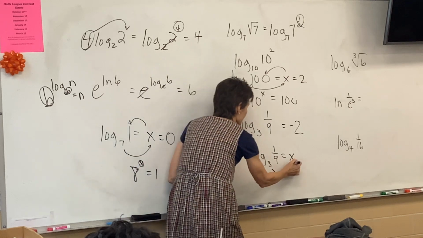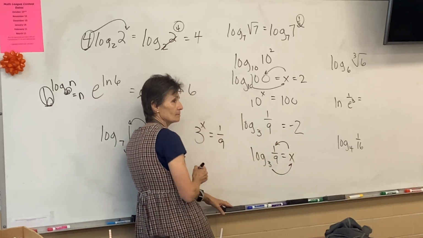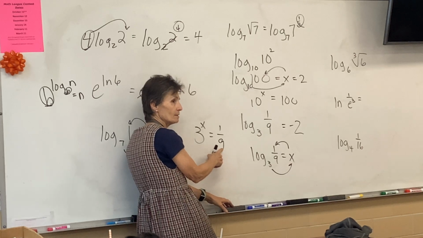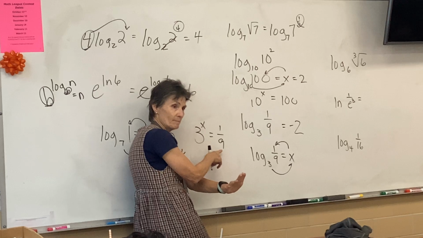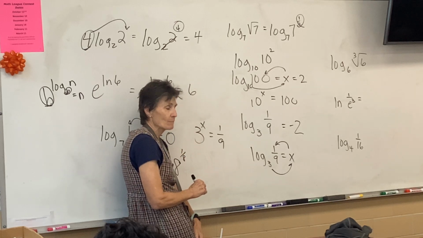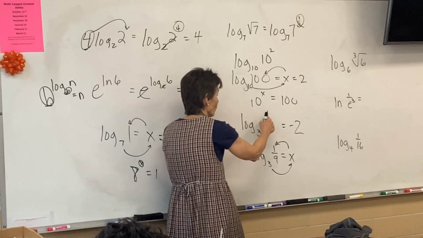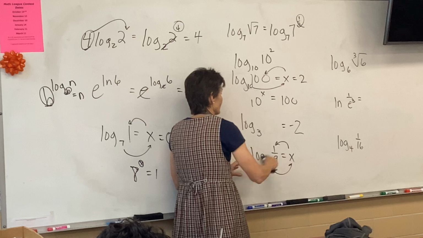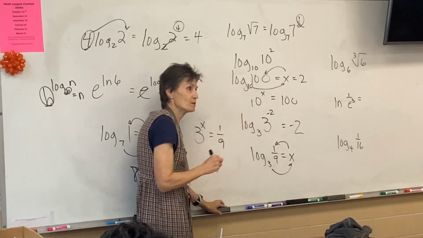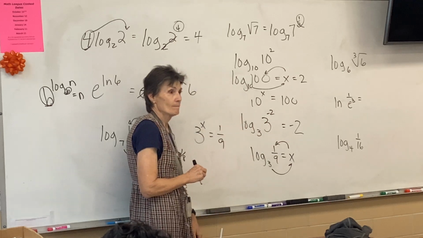So 3 to the x equals 1/9. Isn't that 3 squared? But it's in the bottom, so wouldn't that have to be -2? Or you can go back to the original problem and say 1/9 is 3 to the -2, 1/3 squared. So that would be -2.